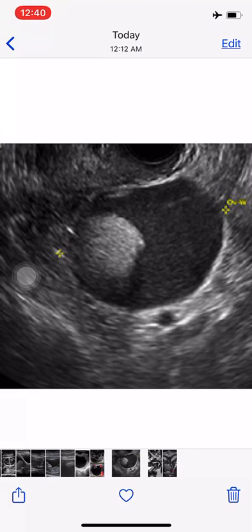So this is a brief idea about the imaging tools in gynecology and obstetrics and the role of ultrasound in obstetrics.